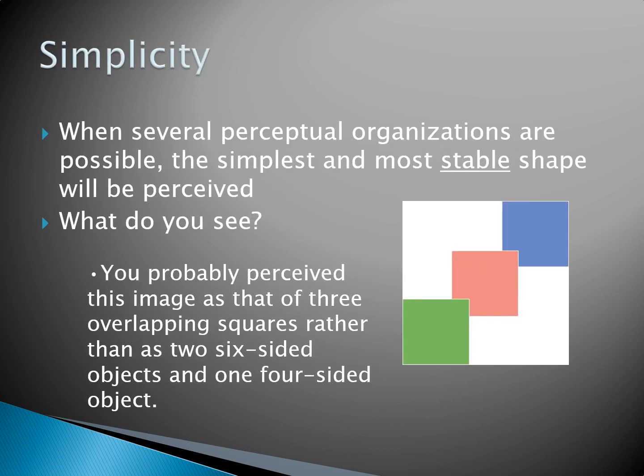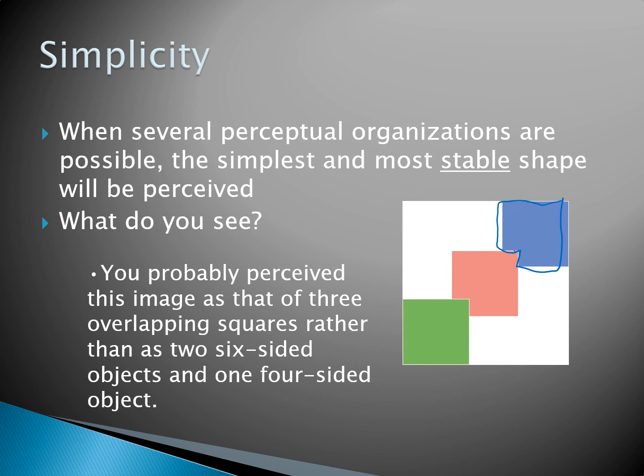Simplicity is when several perceptual organizations are possible, the simplest and most stable shape will be perceived. So what do you see here? In this one, most people say they see 3 overlapping squares rather than 2 6-sided objects and 1 4-sided object. So we see the 3 squares overlapping, but actually, this is a 6-sided object. 1, 2, 3, 4, 5, 6.